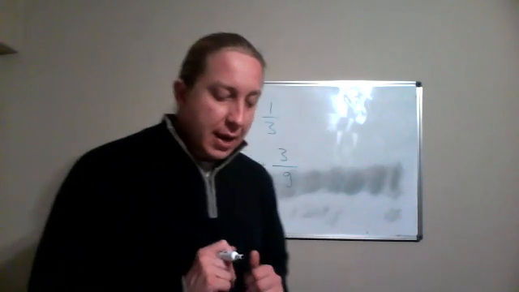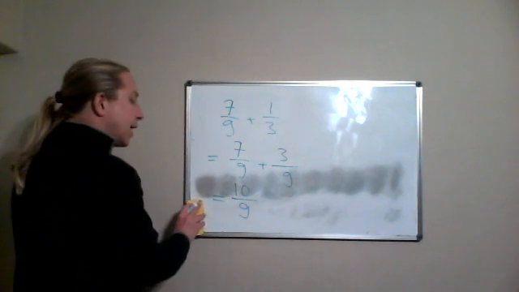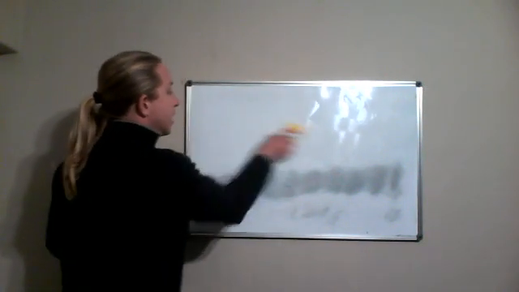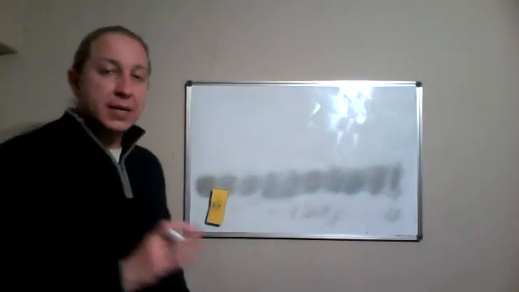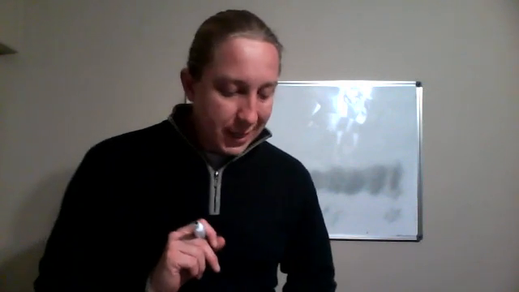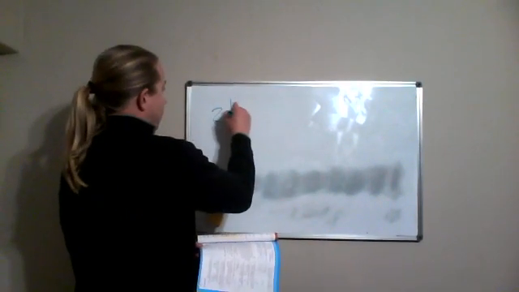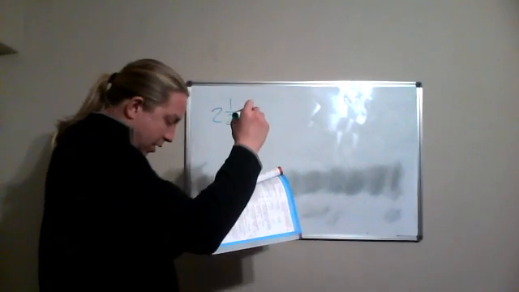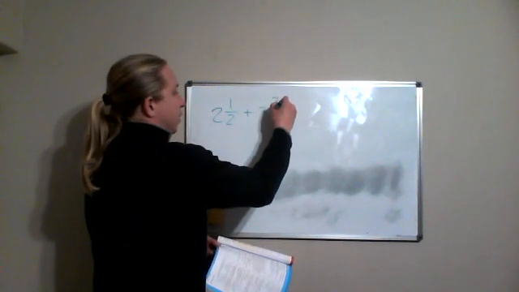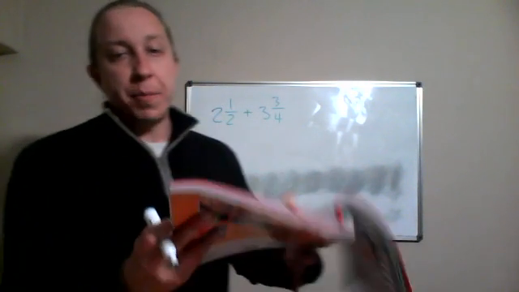Number 10, calculate. So here, same thing as number 8 and 9. Instead of calculating denominators first, we have to convert the mixed number. So it's really a combination question between the two. So we have 2 1/2 plus 3 3/4. Okay, it's just a combination question.